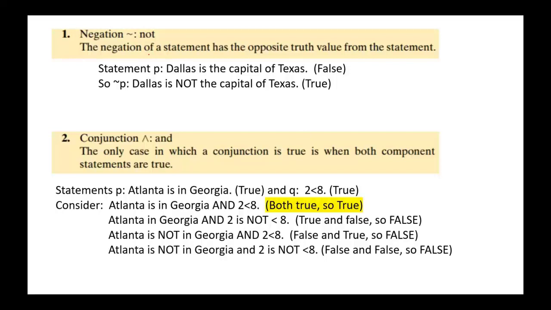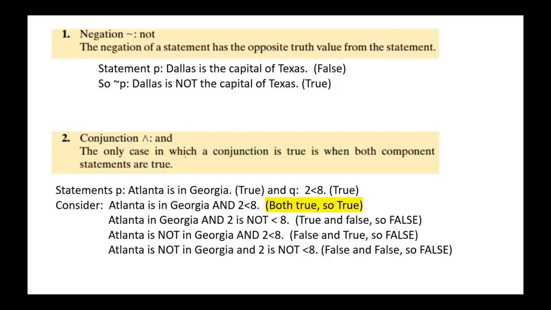All right, now let's look at the conjunction. Now remember, it's only true if they're both true. So when you have the word and, they must both be true for it to be true. Statement, Atlanta's in Georgia. True. 2 is less than 8. True. Now when we put that together, Atlanta is in Georgia and 2 is less than 8. They are both true, so the entire statement is true. It may seem unrelated, but both true, the entire statement is true.